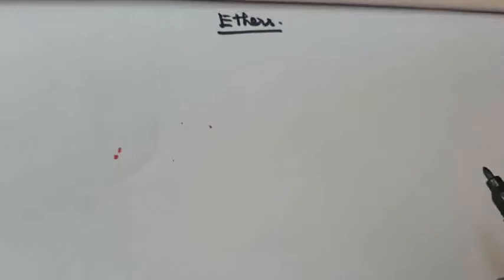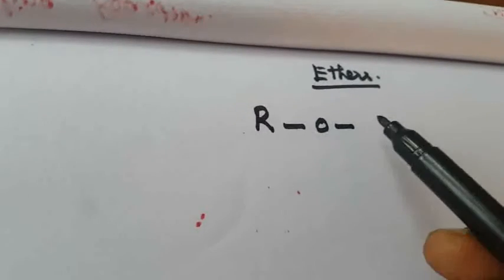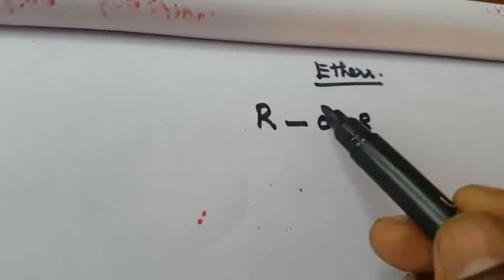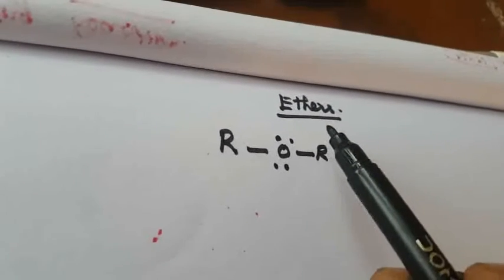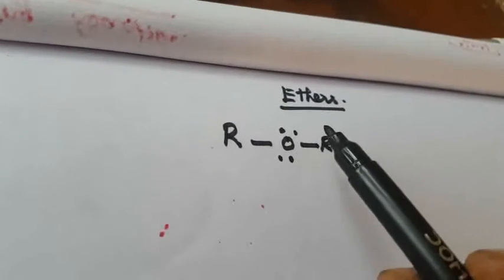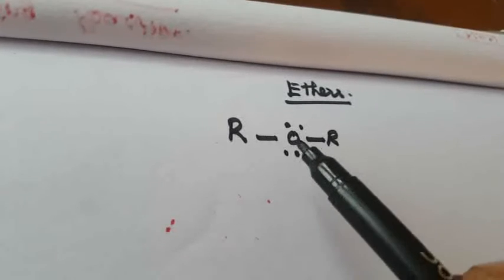Next we are going to see the new topic, that is ether. What is meant by ether? Ether is an organic compound in which an oxygen atom is connected to two alkyl or aryl groups. So what is the meaning of that? R-O-R. The oxygen contains two lone pairs of electrons. So ether is an organic compound in which oxygen is connected with alkyl or aryl groups.